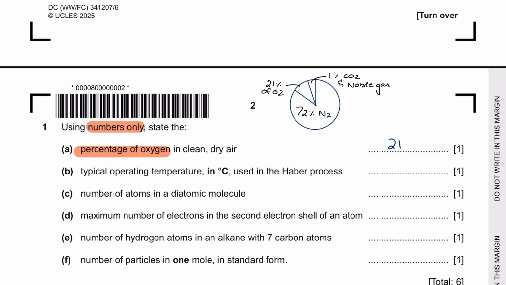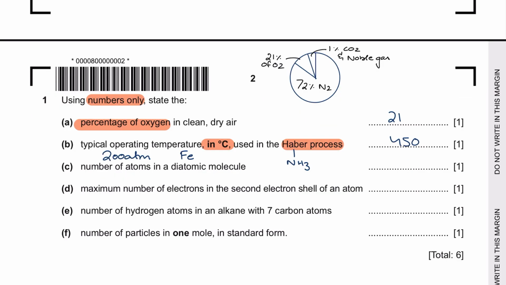Typical operating temperature in degrees Celsius for the Haber process. Haber process is the manufacture of ammonia, and the typical operating temperature would be 450 degrees Celsius, and the pressure 200 atmospheres, and the catalyst was iron. Number of atoms in a diatomic molecule. So diatomic molecule means two atoms.